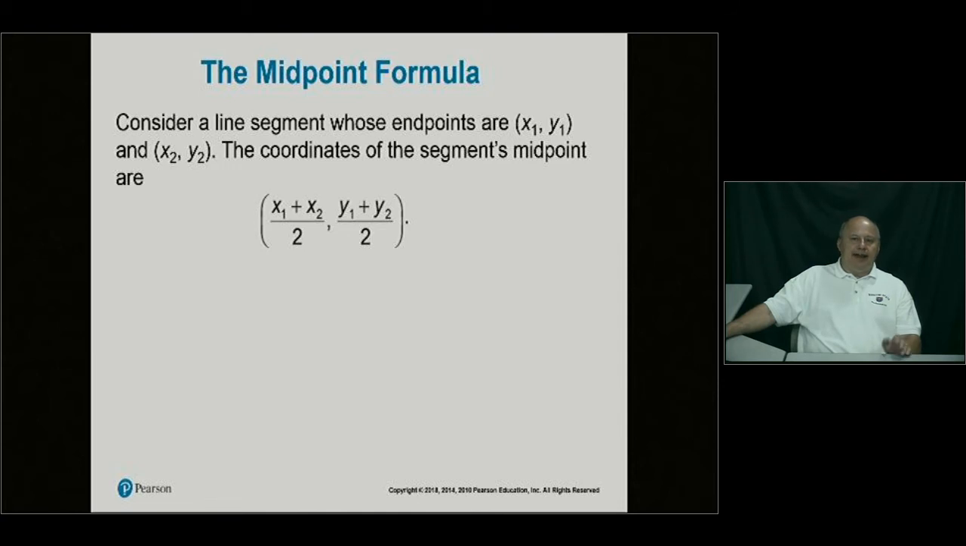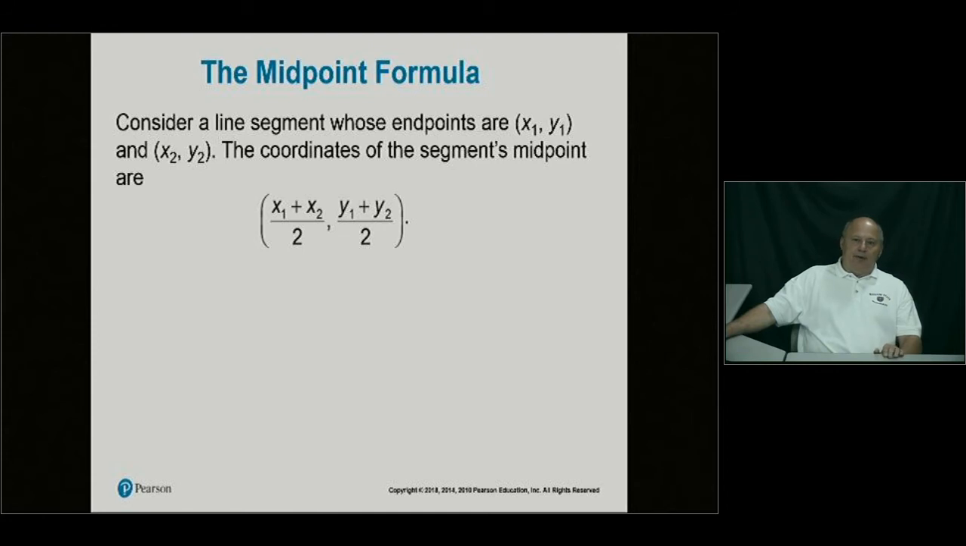If you get two numbers and you want to take the average, what would you do? If you had an 85 on one test and a 95 on another test, how would you find your average? Well, you would add them up and divide by 2. So you'd add 85 plus 95, that's 180, and 180 divided by 2 is 90. So your average is 90. That's the midpoint formula.